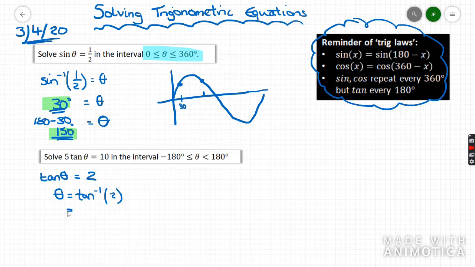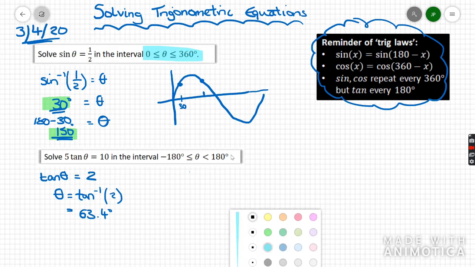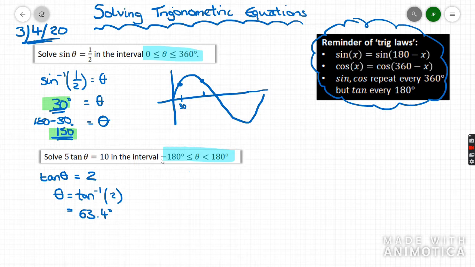So I can find theta as being 63.4 degrees. But that's not all I want. Because I want it between the values of minus 180 and 180, I've got to think quite carefully. So I know that tan repeats every 180 degrees. So I don't want to add 180 onto this because I'm going to go over my 180. So I want to take off 180 from it.